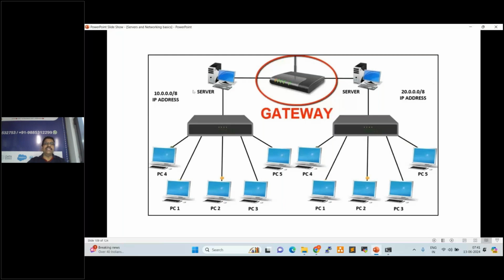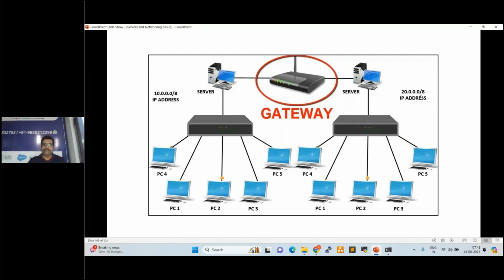So how can we say two networks here? 10.0.0.0/8. This is one range. 20.0.0.0/8. This is another range. Two different networks, two different IPs. In between, if you want to communicate, if you want to establish a connection, we require a gateway. A gateway is the way to go from one network to another network. So how can we configure these gateways? How can we establish a connection?